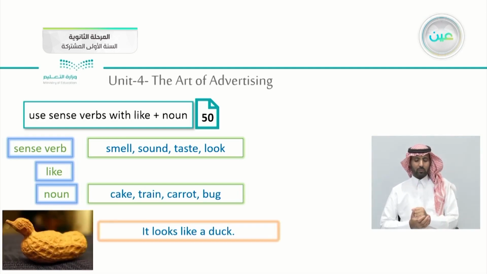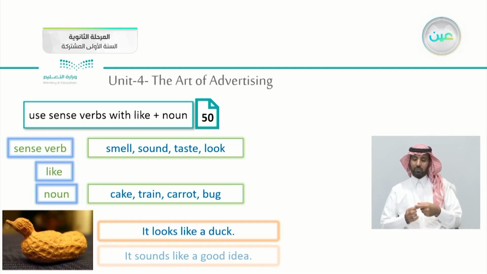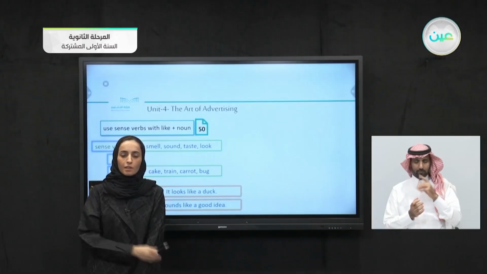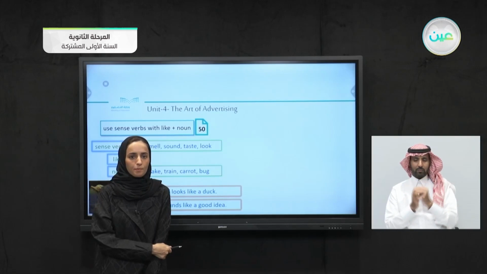So I can come up with a sentence. If you look at this picture, it looks like a duck. However, the reality, no, it's not a duck. It is actually a peanut. I can also say, it sounds like a good idea. When I hear it, I say, maybe it is a good idea. Then I have to think about it.